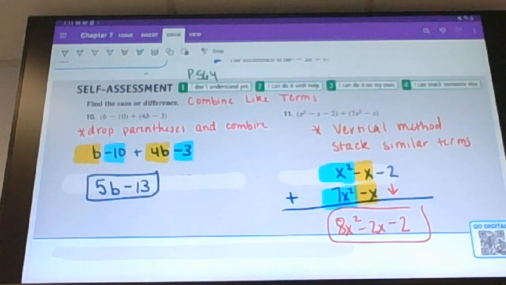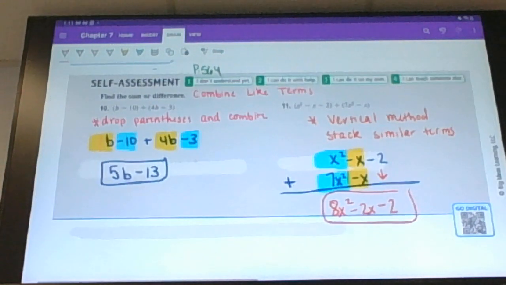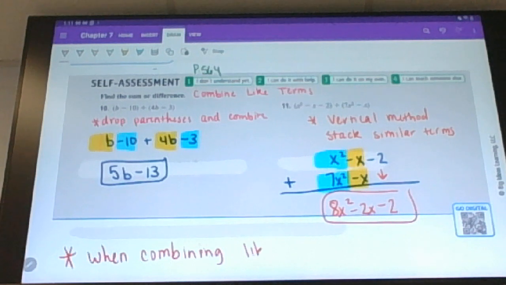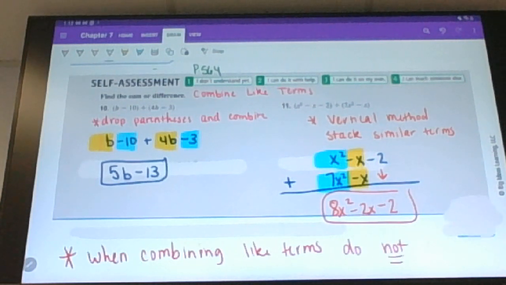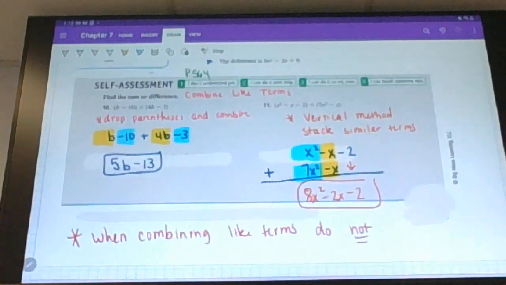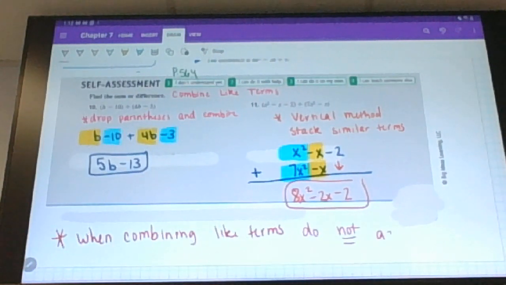I'm gonna write that down. When combining like terms, do not add exponents. Only when multiplying, if there was a multiplication sign. But this has no sign. That was a good question. Just the numbers in front.